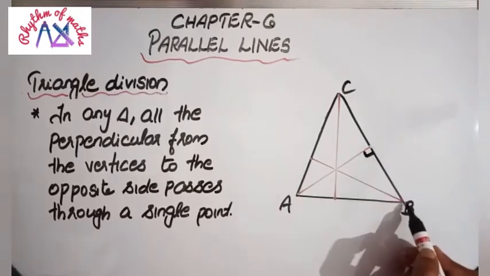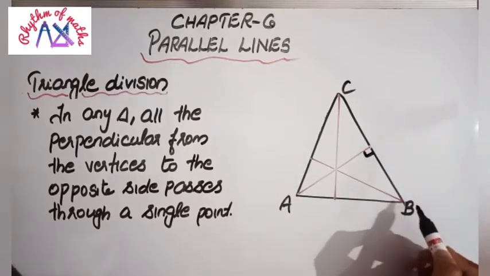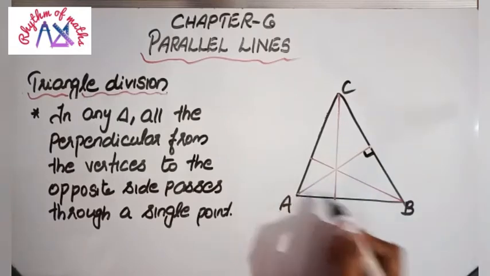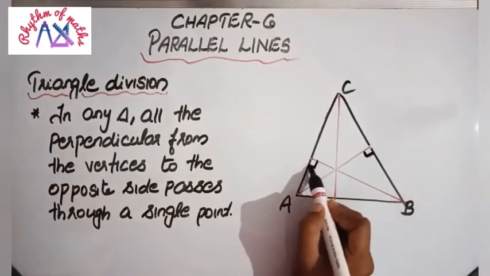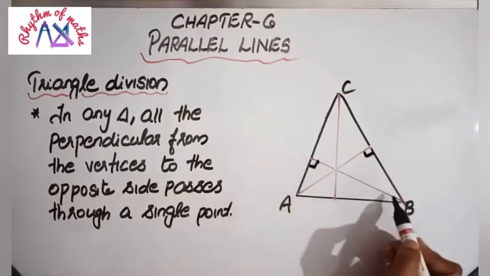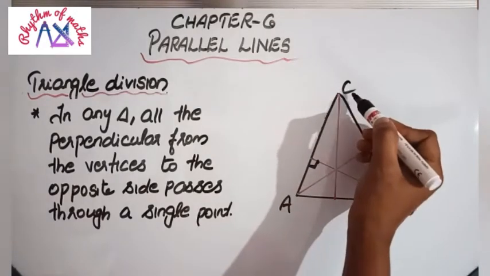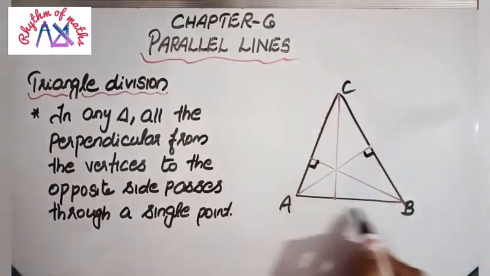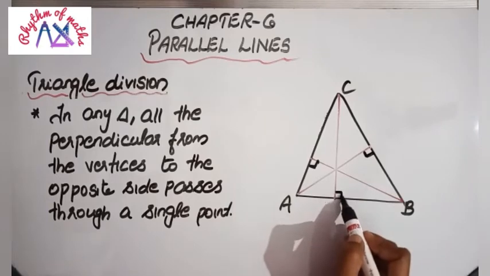Similarly, consider the vertex B. This vertex B's opposite side is AC. So this is the perpendicular line. And consider the vertex C. So the opposite side is AB. So this is the perpendicular side.